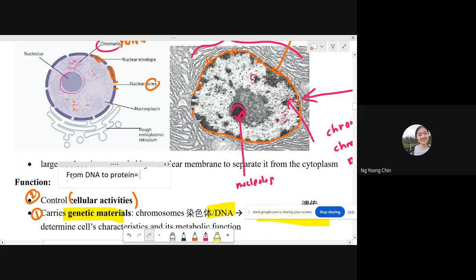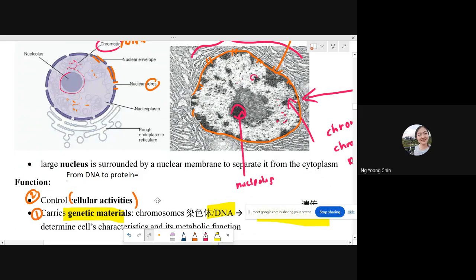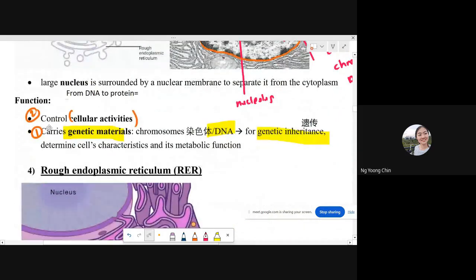Okay, so DNA is a very important step. Whenever the cell wants to produce a protein, it needs to copy the information from the DNA out, right? And then it becomes the messenger RNA, and the messenger RNA combines with the ribosome to produce a new polypeptide chain. I think you watched this video before. So you can understand why the nucleus acts as the control of the cellular activity, just like the king. This is the function of the nucleus.